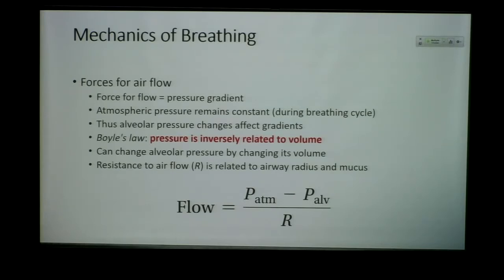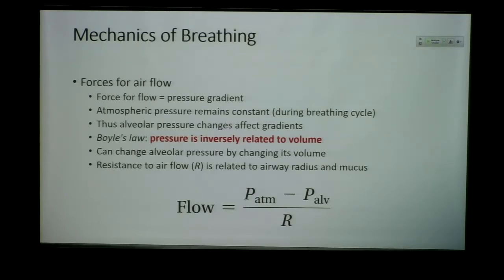And given this law and what we know about what's needed for the pressure gradients and airflow, we can then manipulate the size of the thoracic cavity to then manipulate the pressures. Okay, so we can change the alveolar pressure by simply changing the volume of the lungs, i.e. the alveoli, i.e. the thoracic cavity.